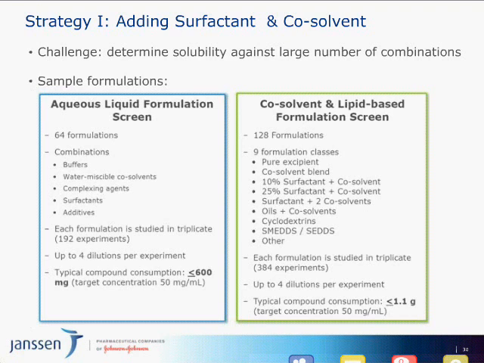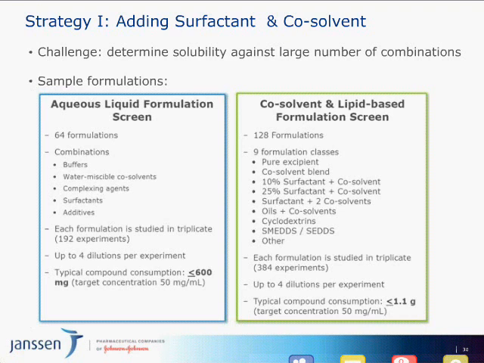We have a screen, which is the solubility screen, where we will screen against a large number of combinations of excipients. We have two different kinds of screens. The first one is the aqueous liquid formulation screen. The other one we call the organic screen, or the co-solvent lipid-based formulation screen, where for a standard screen we screen against like 64 formulations. We screen in triplicates.